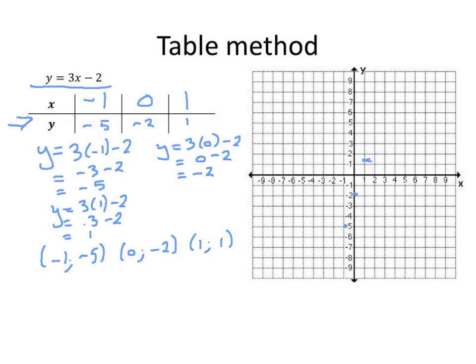Once we've got our dots, take your ruler, line it up, draw a straight line. Now I don't know if I can draw a straight line with the ruler. Let's just see. Here we go, draw a line. Draw our graph there, put our arrows on either side, and remember to label your graph. Y is equal to 3x minus 2. And that's using the table method.